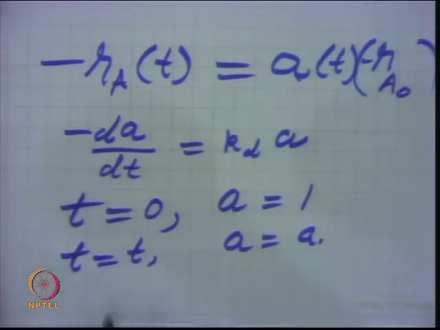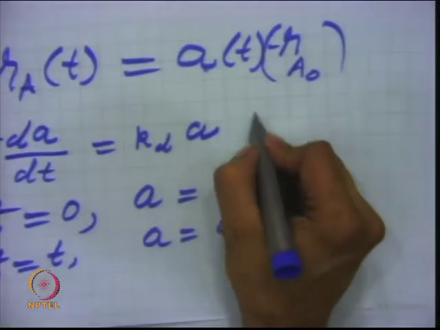If it is second order, then one can write. So, this is a first order decay.